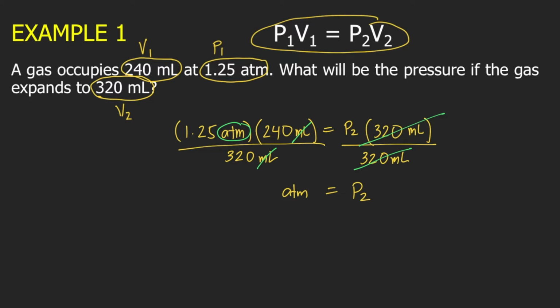And if you solve this in your calculator, 1.25 times 240 divided by 320, this is equal to 0.9375 atm. And this is the answer to the question.